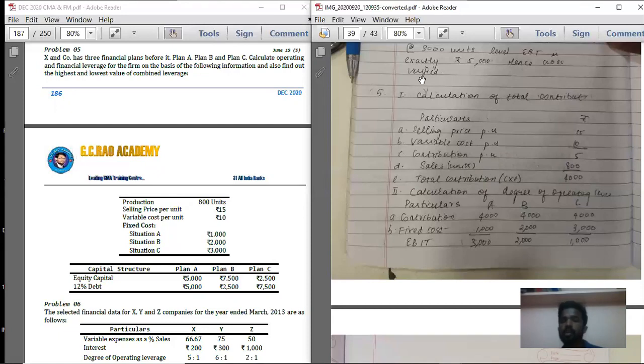Now below that, statement number 2, calculation of degree of operating leverage. See, for operating leverage, what are the two requirements? EBIT and contribution. What is the formula for DOL? Contribution divided by EBIT. So first we need contribution, then EBIT. Here there are 3 situations, with 3 fixed costs: for situation A it is 1,000, for situation B it is 2,000, and for situation C it is 3,000.